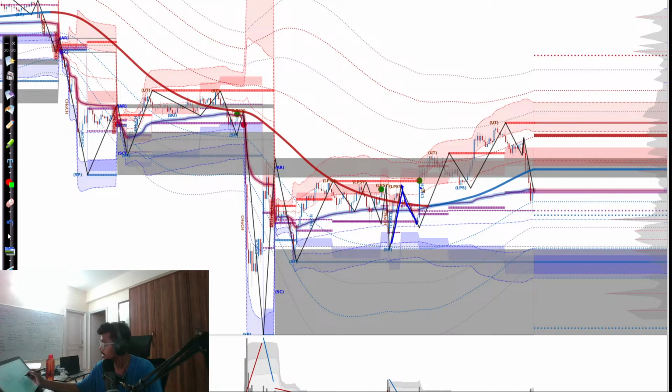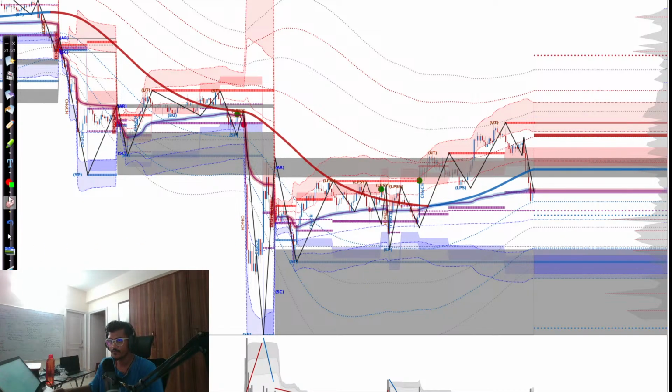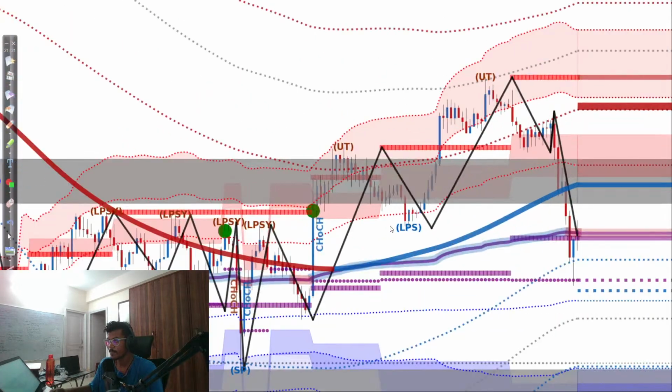So change of character, pullback, long, change of character, pullback, we would have longed that, and as we have done that, it came down. So I think this is a change of character. So if it pulls back around here, then I'm looking to go short. Otherwise it comes back like this and then goes like this, then I'm gonna look for a long trade. So long and short, they go in the same way. It's just the timing that separates them. Okay, so that was Bitcoin.